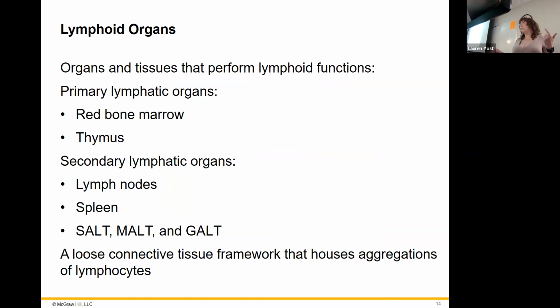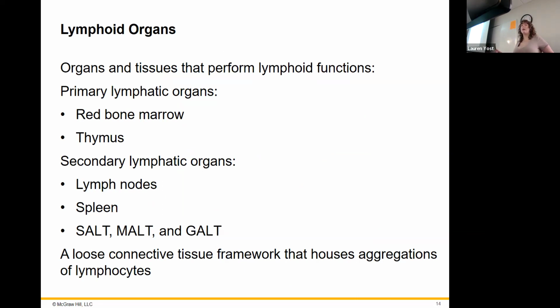So the organs that are involved in the lymphatic system, we have red bone marrow and the thymus as our primary lymphatic organs. This is where our cells are going to be coming from originally, like our stem cells for all of this, as well as where maturation of these cells can often occur.